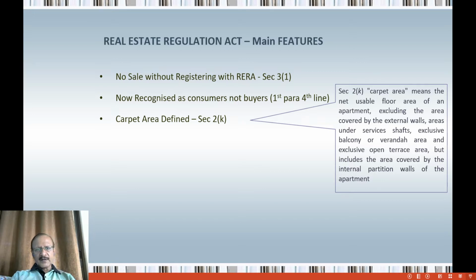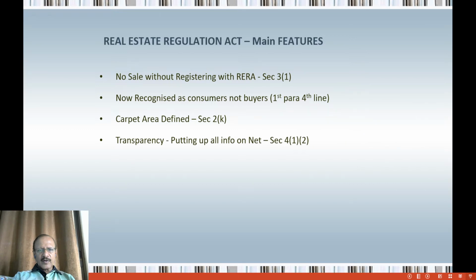Carpet area. This is defined under Section 2K. RERA has said all agreements have to be on carpet area basis. Section 4.2H is implied here. Other options are not given. So it is clear as per RERA Section 2K, carpet area is the net usable floor area of an apartment. It excludes external walls, areas under service shaft, balcony or veranda, open terrace area, but includes internal walls, partitions, etc. of an apartment. So the definition is very, very clear.